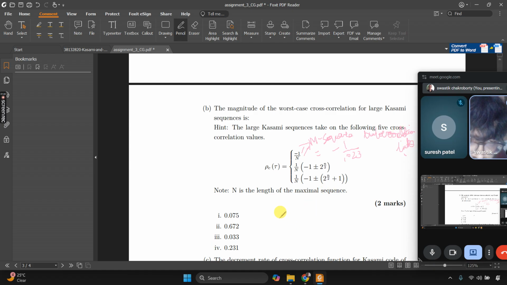But there are other values. One is 1 by 1023 into minus 1 plus minus 2 to the power n by 2, so 2 to the power 10 by 2.